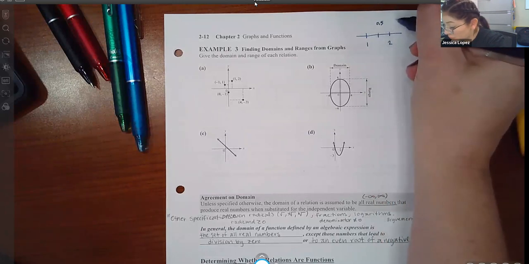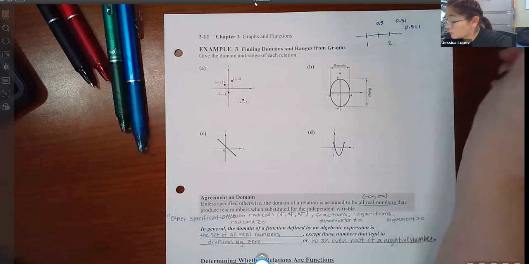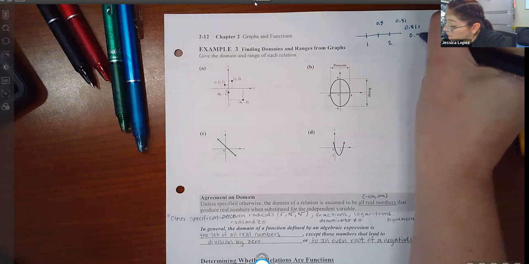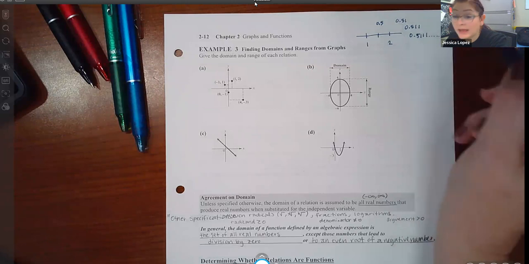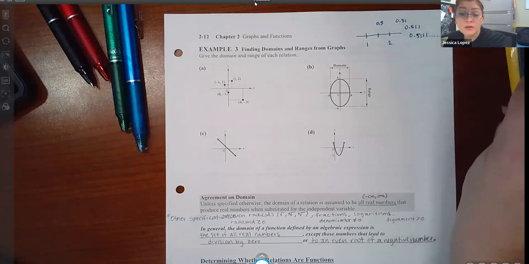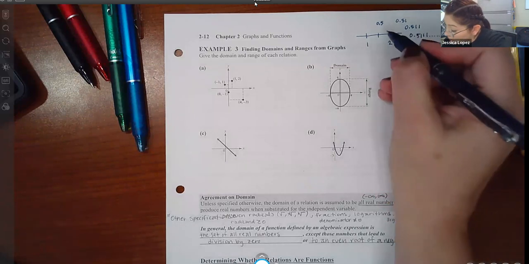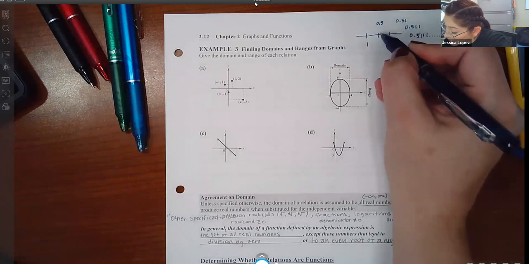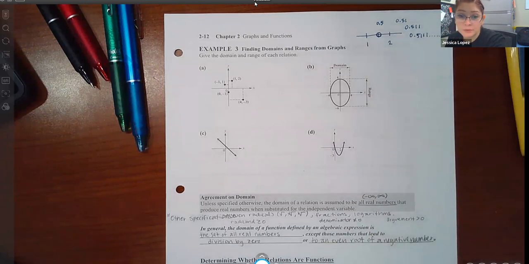0.5 is a different number than 0.51, which is a different number than 0.511, which is a different number than 0.5111, right? And I could keep going on and on forever with these decimals, right? There are decimals that never end, okay? So there are an infinite number of numbers just around this singular number.